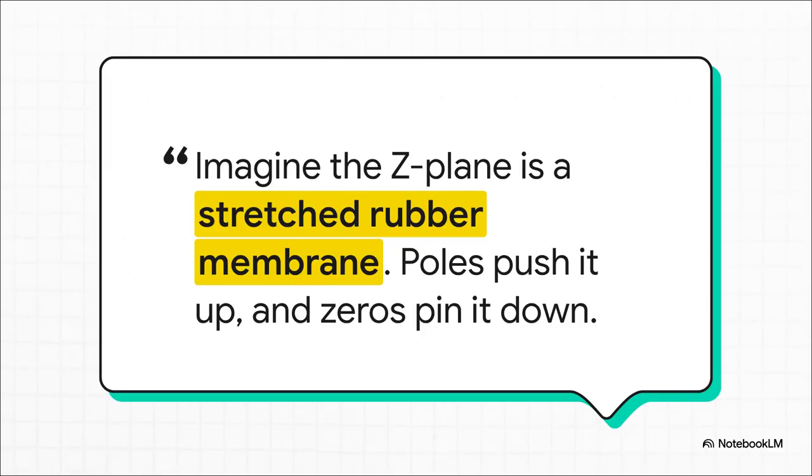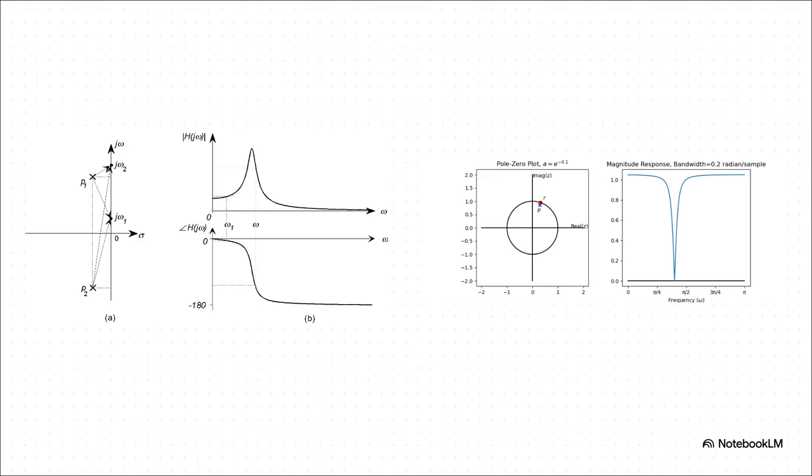There is a fantastic way to visualize all of this. It's called the rubber membrane analogy, and it is by far the best mental model for what's actually going on here. It's just brilliant. The poles are like tent poles, literally pushing the frequency response up into these mountains of gain.